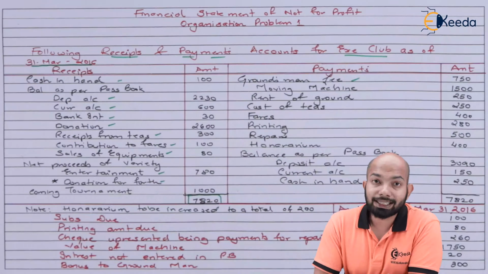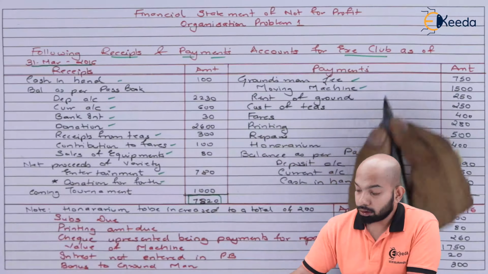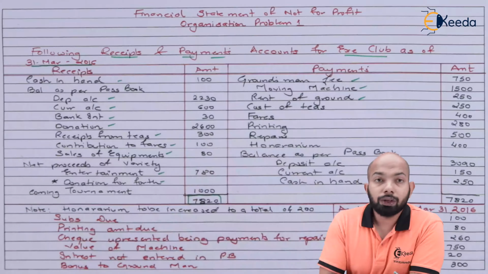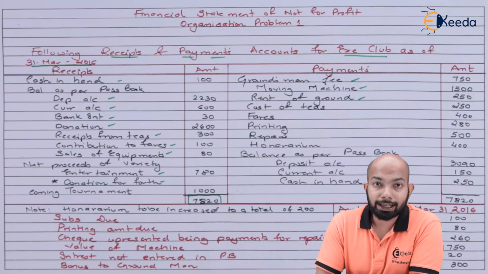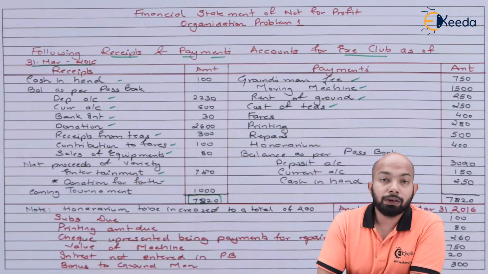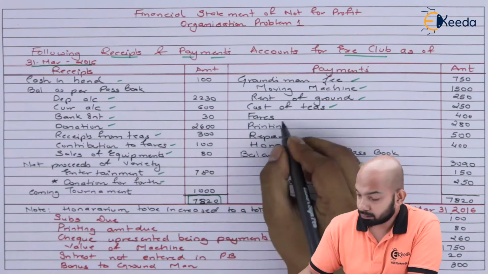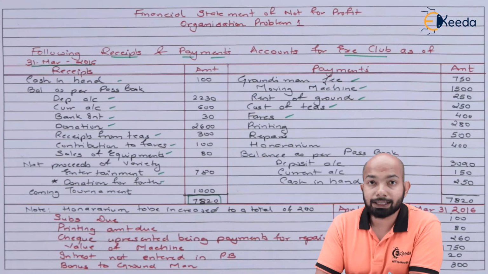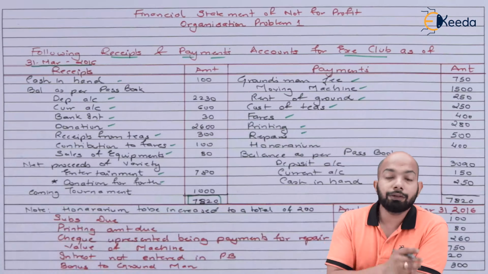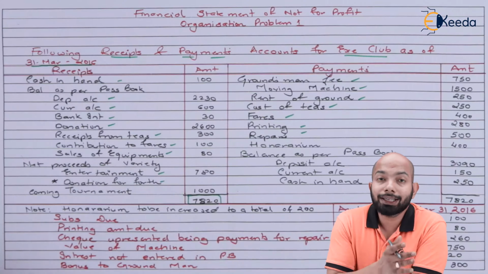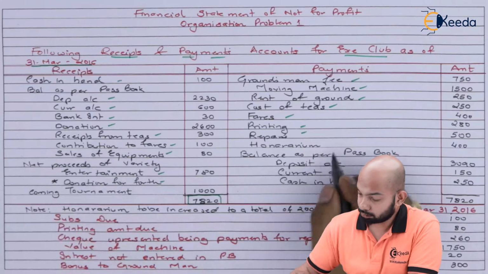We have groundsman's fees that we are paying. We have moving machinery fees that we are paying. We have rent of ground and cost of teas again. We have fares, the items related to travel and so on. We have printing, and we have repairs here. We have honorarium, which is given to any special celebrity or special person that comes for an event.